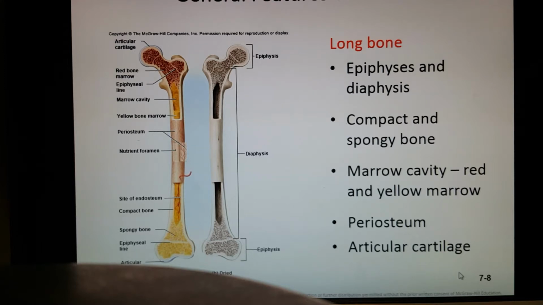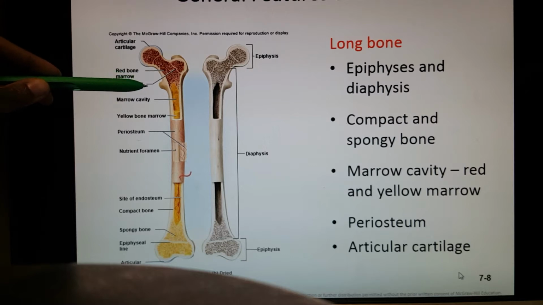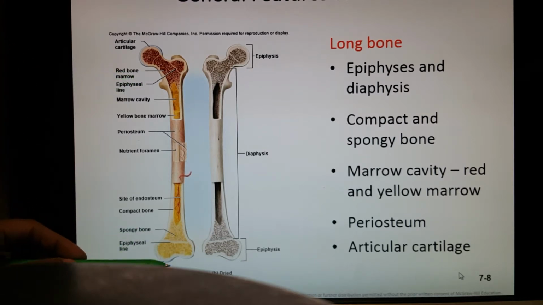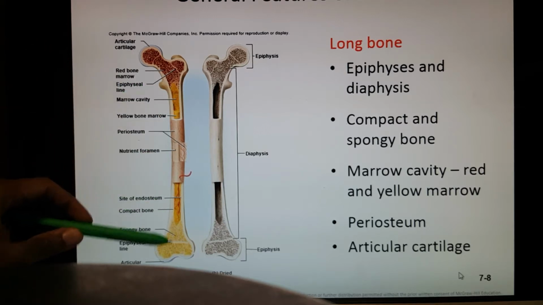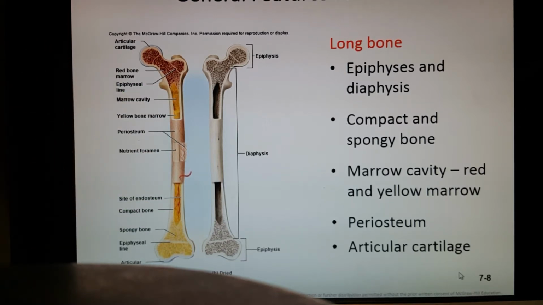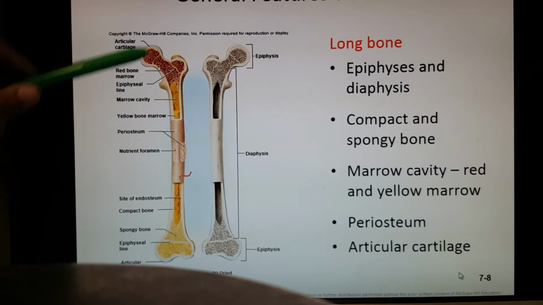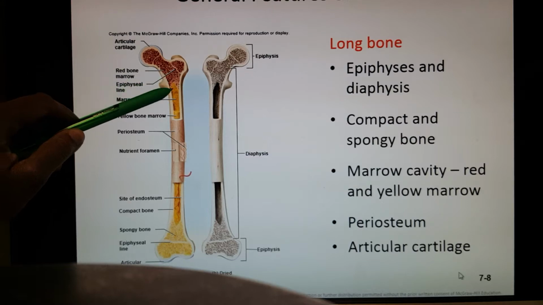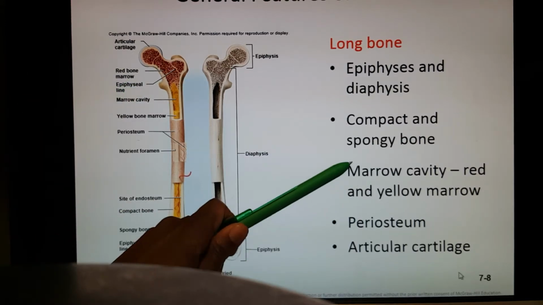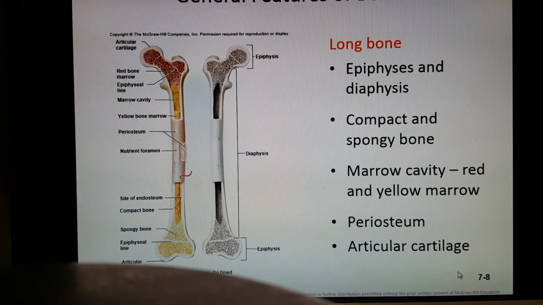So still continuing on with the long bone. Again, we have our epiphyses, which are at the enlarged or head regions, or here at the bottom also, where they're large near a joint. The diaphysis is the shaft in the middle between them, both being made of compact and spongy bone. So compact on the outside, spongy bone on the inside, and that is filled with the marrow cavity, either with red or yellow marrow.